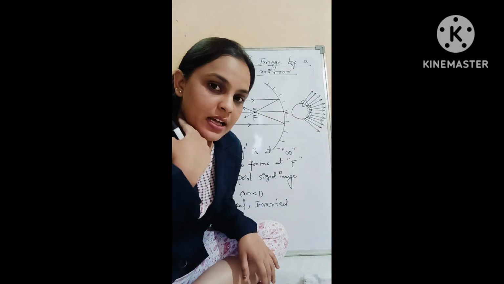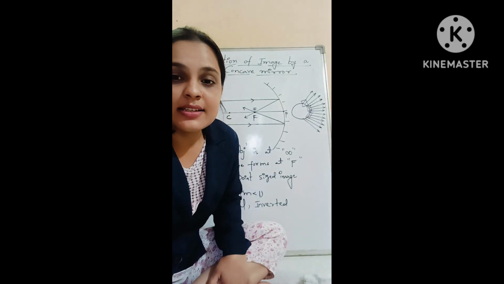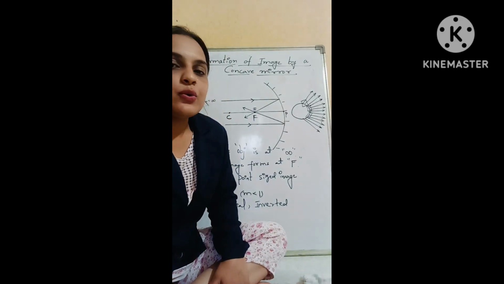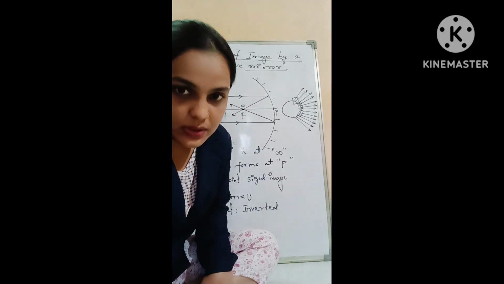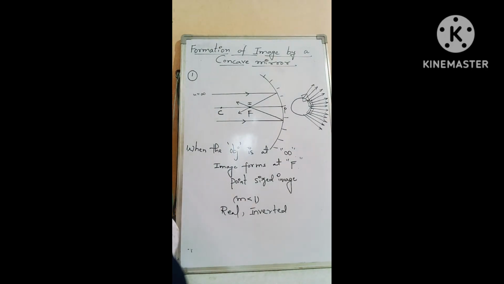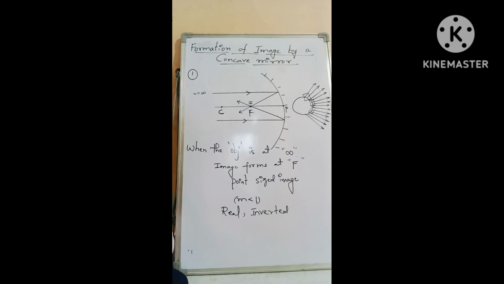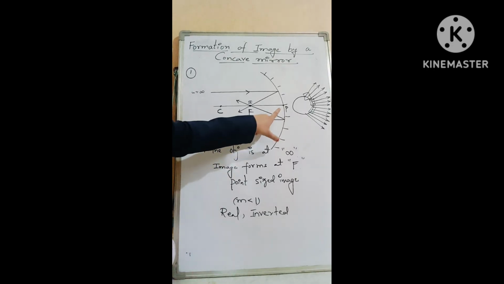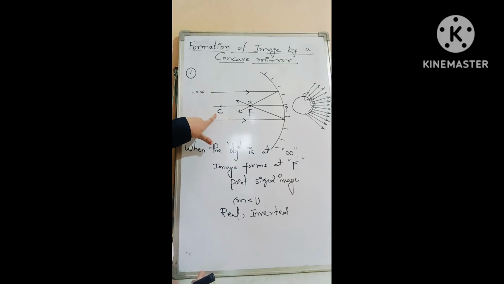Like in our first class, we discussed the ray rules, right? So here we are going to use the ray rules and discuss the formation of image. Now you all can see the concave mirror, and here the pole, which is the midpoint of the mirror, the focus, where all the rays which are parallel to the principal axis meet. That point is the focus, and this is the center of curvature, which is the center of the imaginary sphere.